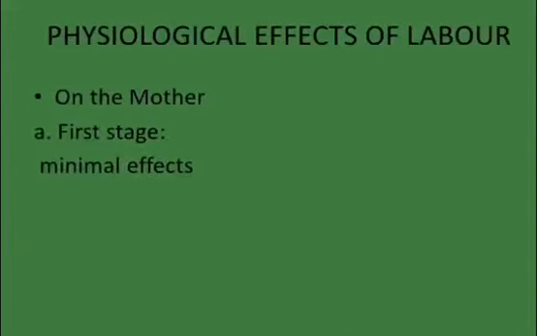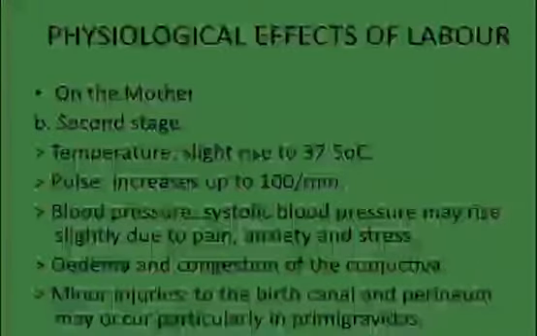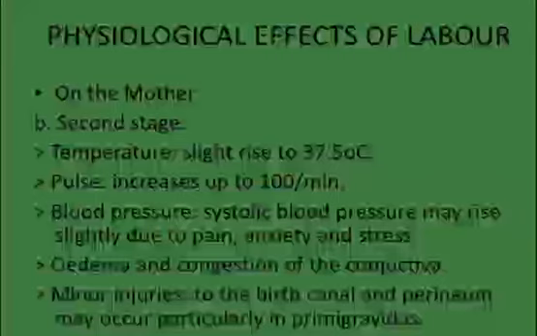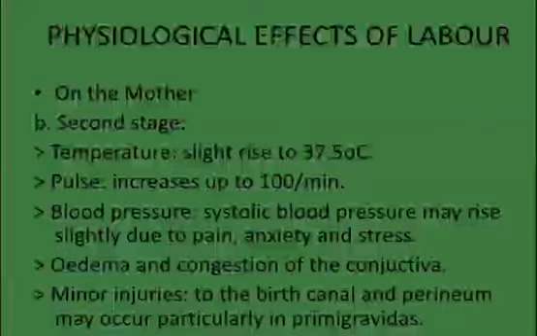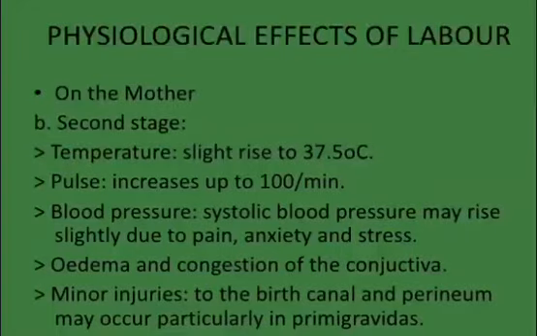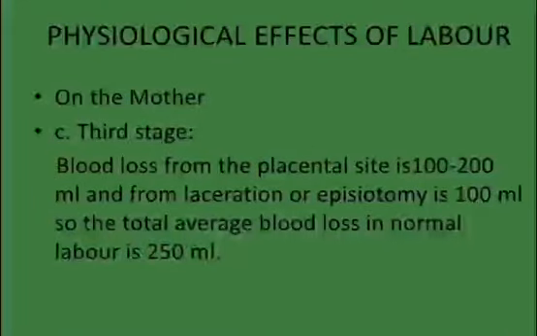Physiological effects of labor. In the first stage, the mother has minimal effects. In the second stage, the temperature slightly rises to 37.5 degrees Celsius and the pulse increases up to 100 per minute, and the systolic blood pressure may rise slightly due to pain, anxiety and stress. Edema and congestion of the conjunctiva may also occur, and the mother may have minor injuries to the birth canal and the perineum, particularly in primigravidas.